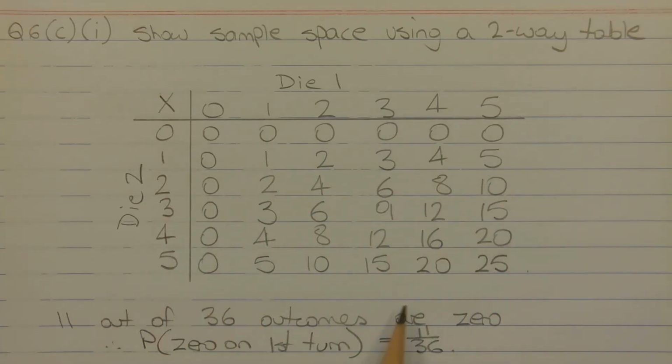Now, out of the 36 outcomes, 11 of the outcomes are zeros, and all we have to do is just count them. So 11 out of the 36 outcomes are 0. Therefore, the probability of 0 on the first turn is 11 out of 36.